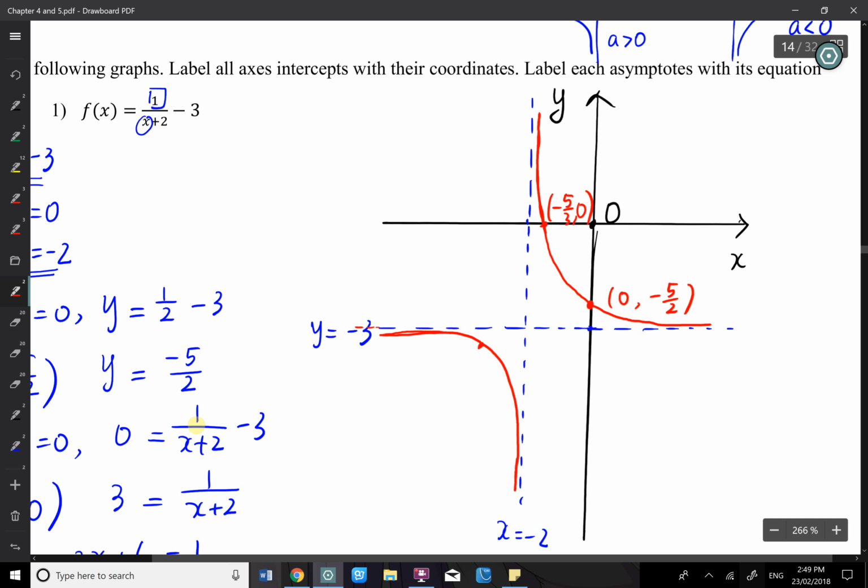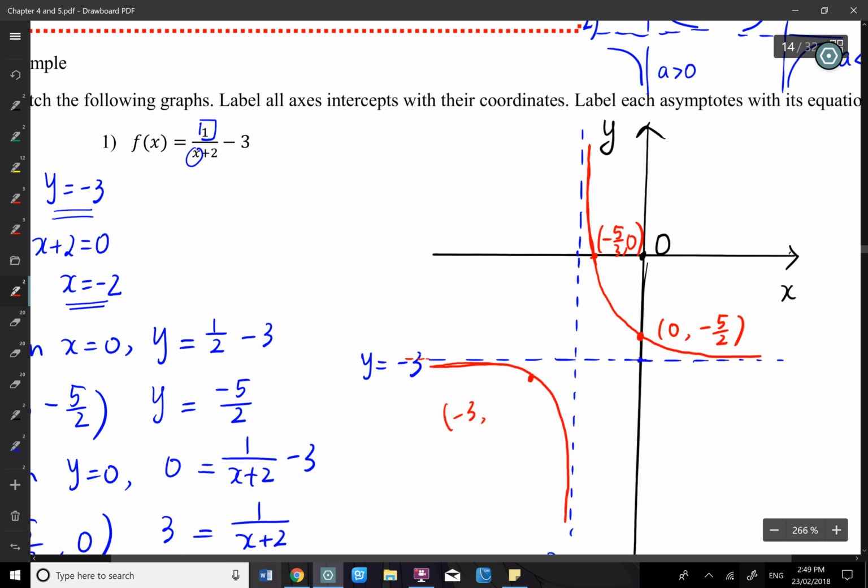For example, I can choose that point. That point is -3. You can calculate. Well, any point. Not necessary to be -3. You can choose any point. So when x equals -3, y equals 1 over -1 minus 3, y equals -4. So actually, I can find where is (-3, -4). Okay, this point is here.